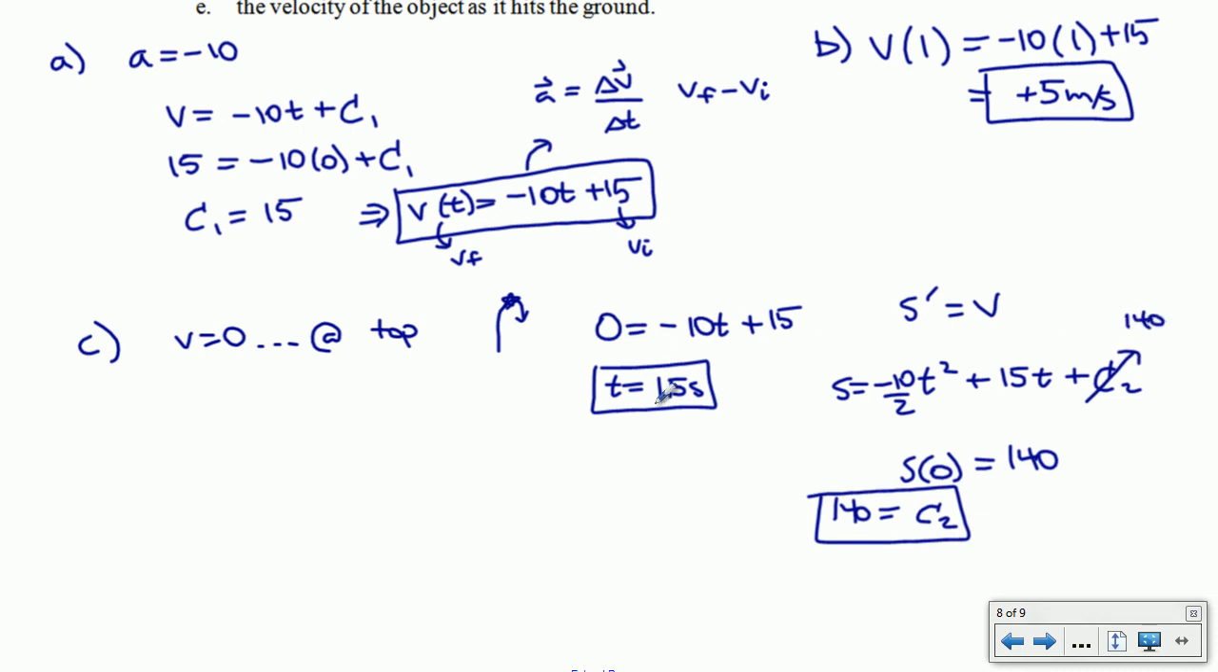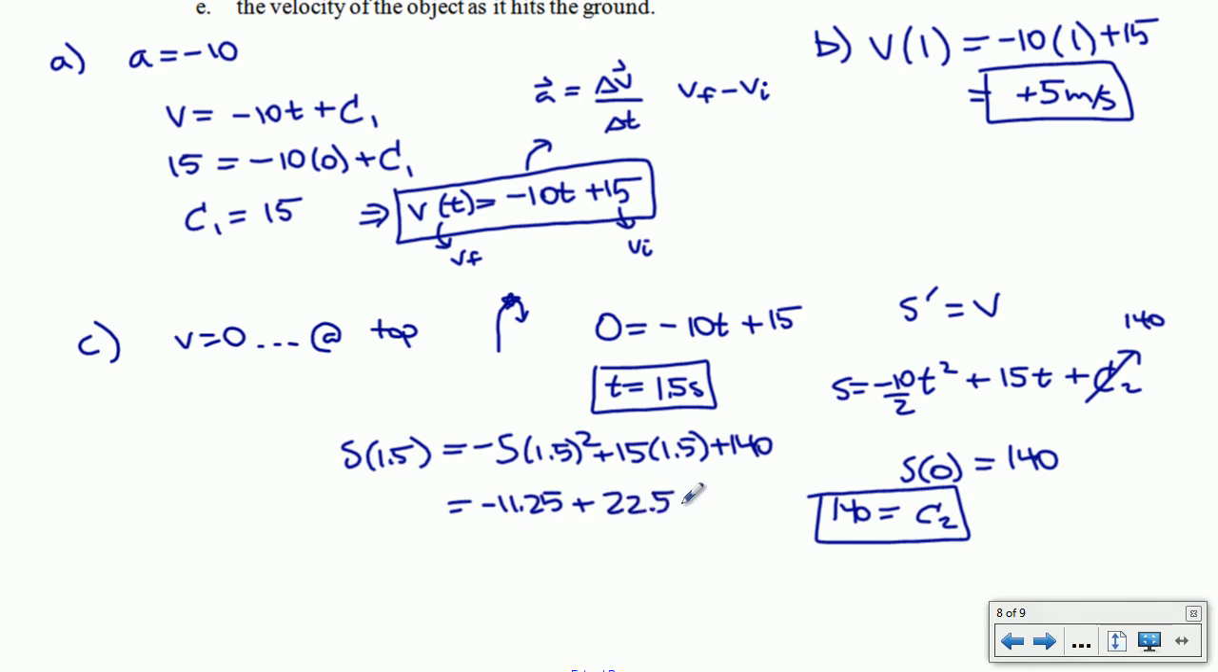So if the maximum height occurs at t equals 1.5 seconds, all that remains is to sub in 1.5 in this expression, and we get our max height. So s at 1.5 is negative 5 times 1.5 squared plus 15 times 1.5 plus 140, which is negative 11.25 plus 22.5 plus 140, and that eventually gives us 151.25 meters.